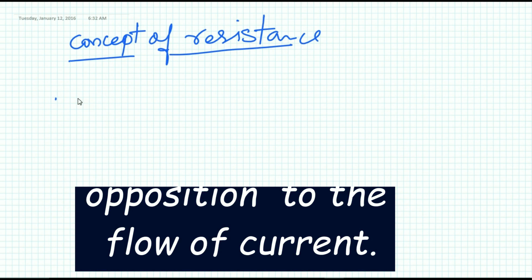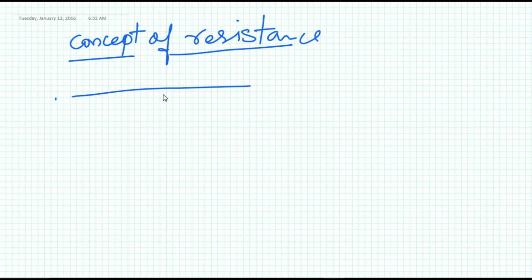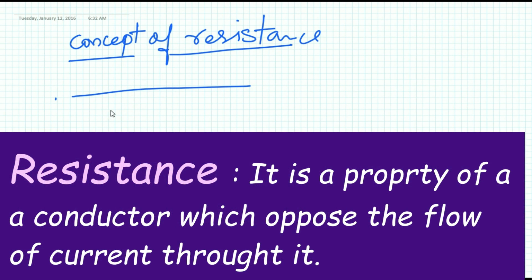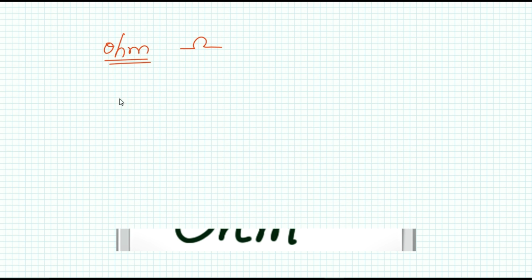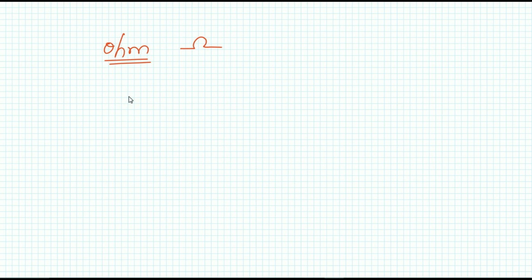In a more theoretical way, we can say resistance is a property of a conductor which puts an obstruction to the flow of current, right? The unit of resistance is ohm. We also represent ohms by this symbol. And the pictorial representation of a resistance is like this. We designate the resistance generally by the capital letter R or sometimes with a small r.